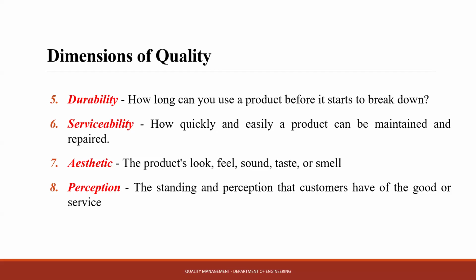This dimension usually includes visual aspects such as the color, the design and the texture of the product, right? As well as other sensory features. So we are always looking at the sensory features when it comes to aesthetics, right?